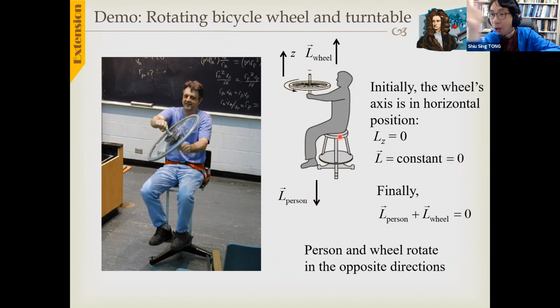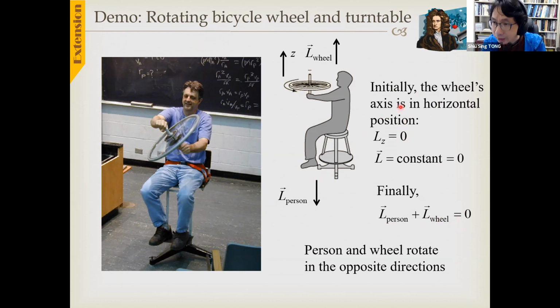If the wheel rotates clockwise, with the angular momentum vector upwards, then the person must rotate in the opposite direction, which means he has an angular momentum vector downwards. And the person's angular momentum added to the wheel's angular momentum is 0. So the total angular momentum is conserved, just like it started initially with 0 total angular momentum. Okay, so that is an interesting trait.